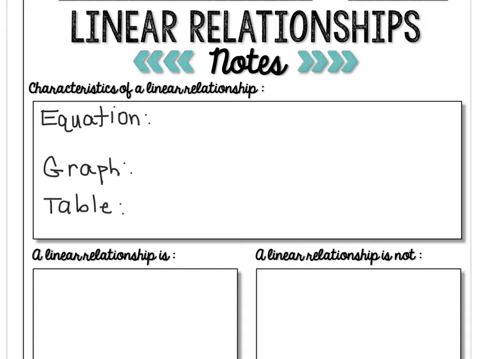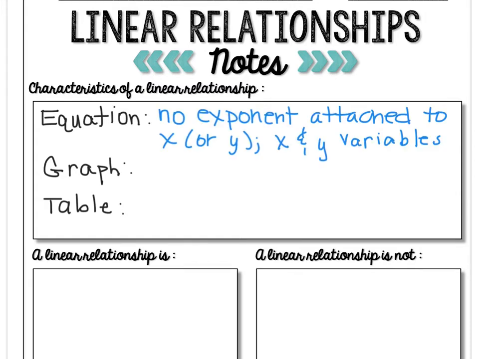A linear equation will have no exponents attached to x, and of course no exponents attached to y, because then it couldn't be a functional relationship. So no exponents, and it has both an x and y variable. So like we said before, y equals x would be an example that meets all of those criteria.